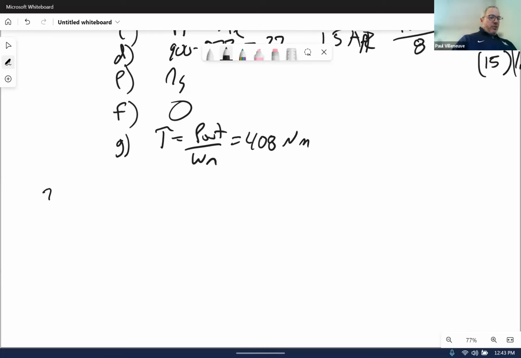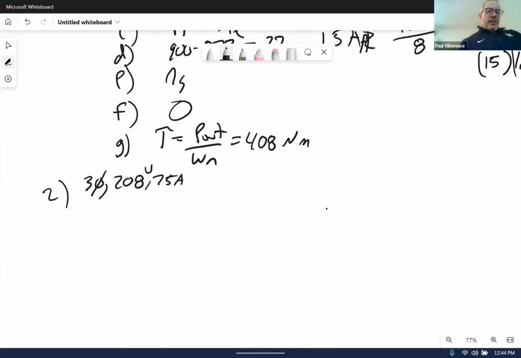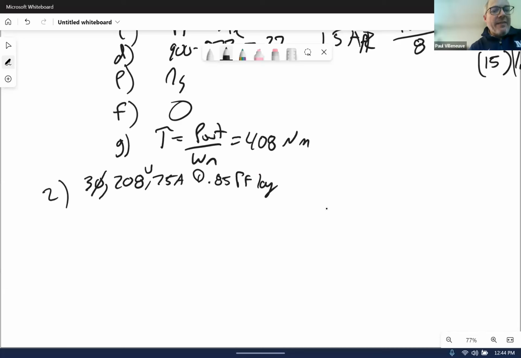All right, number 2. I don't care about the 25 horsepower because I know what the current is. I know that it's a 3-phase machine. It's 208 volt, 75 amps, and at a 0.85 lagging power factor. Then I've got a bunch of losses.